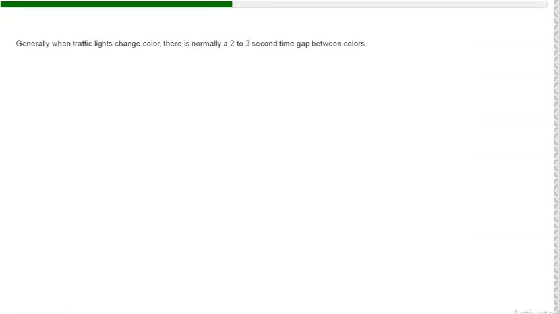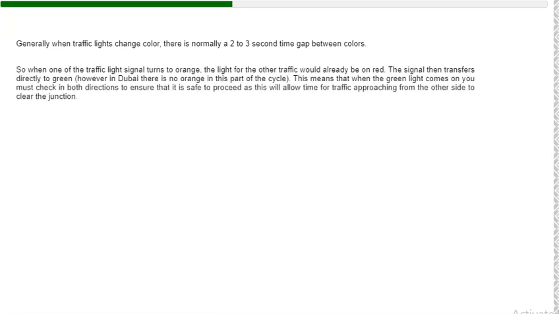Generally, when traffic lights change color, there is normally a 2 to 3 second time gap between colors. So when one of the traffic light signals turns to orange, the light for the other traffic would already be on red. The signal then transfers directly to green. However, in Dubai there is no orange in this part of the cycle. This means that when the green light comes on, you must check in both directions to ensure that it is safe to proceed, as this will allow time for traffic approaching from the other side to clear the junction.